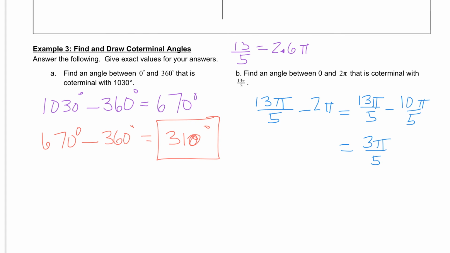And then what we want to think about, what is 3 divided by 5? 3 divided by 5 is 0.6. So is 0.6 between 0 and 2? And the answer to that is yes. So we know that we have an angle between 0 and 2 pi.